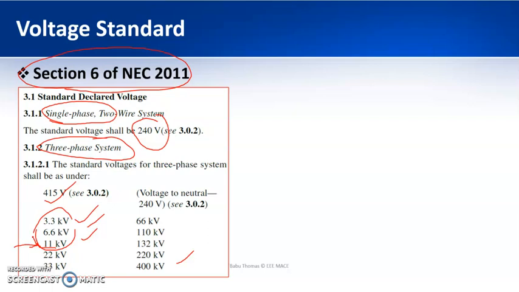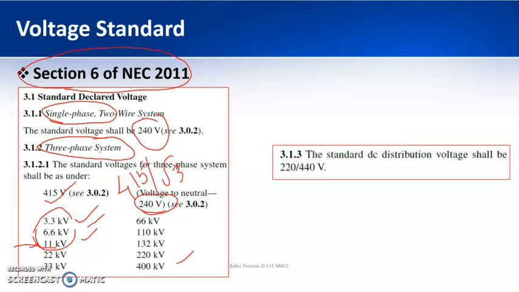So 415 divided by root 3 is nothing but 240 volt. This is for the AC system, and similarly for the DC system it is 220 volt or 440 volt.